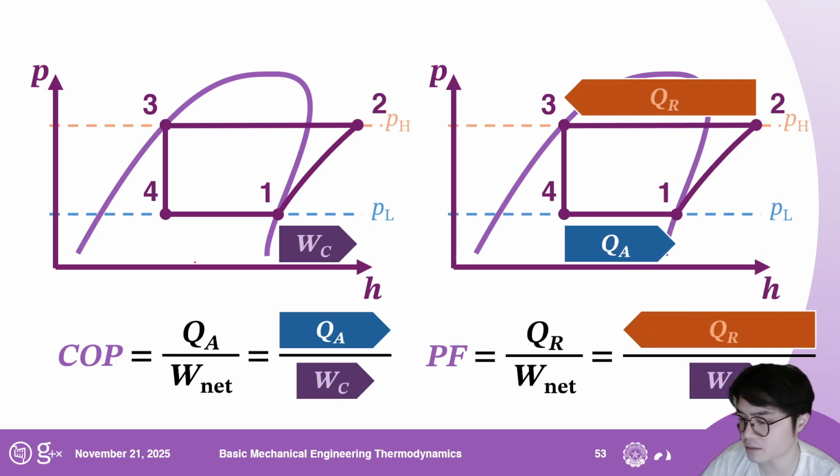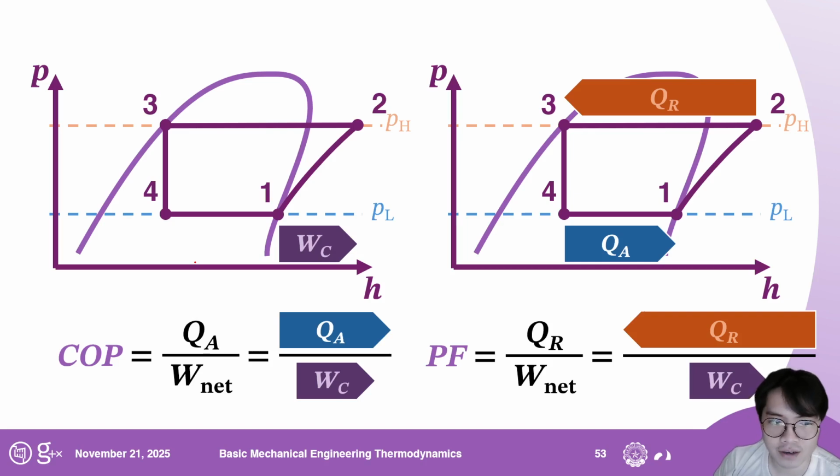The thing about this is that my drawing is a little bit out of scale, and I just wanted to bump up the length of the work of compression, because otherwise it would be too small to write down the letters WC. But for both of these coefficients, your numerator is going to be bigger than your denominator. What we want is as much bang for our buck.